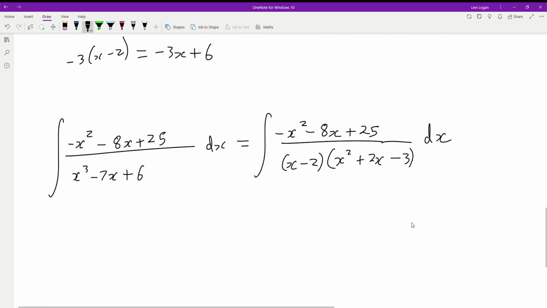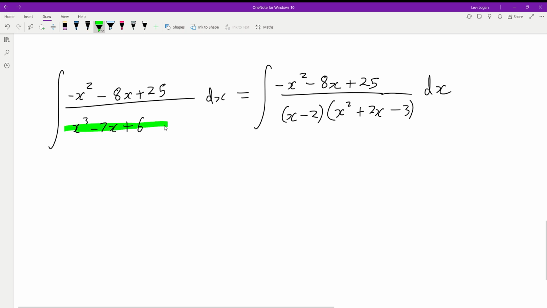So the reason why we can do that is because this is equivalent to that. If you were to multiply that out, you would get this guy here. So now what we're going to do is try and factorize this guy here.